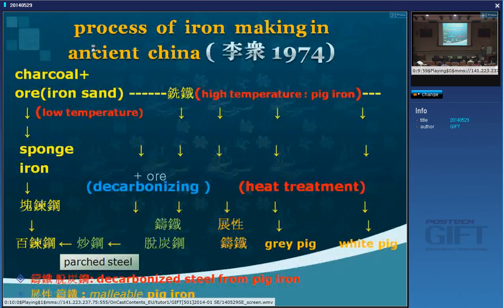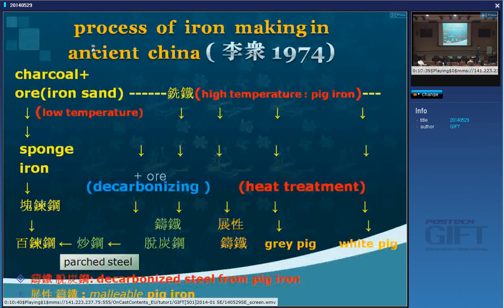This is the process of iron making in ancient China. The process was verified in 1974, 40 years before, in China. They announced this research result, and at the time they explained the charcoal plus oil. The direction is the high temperature course direction.